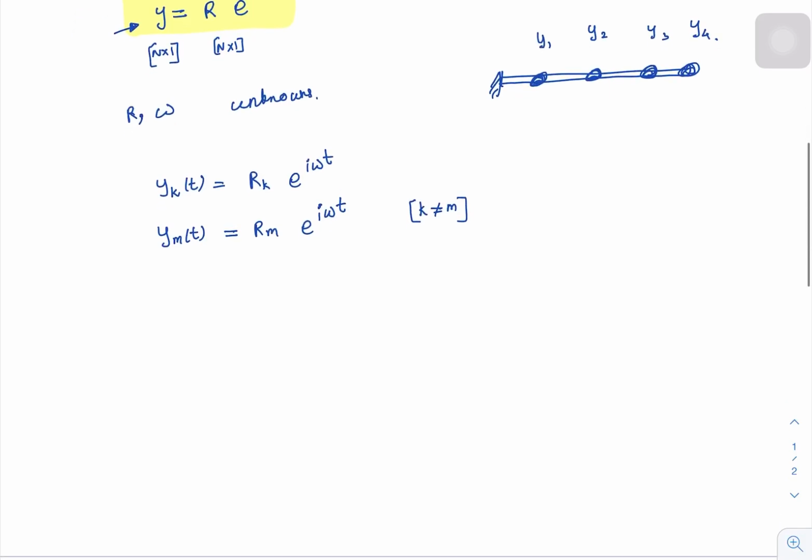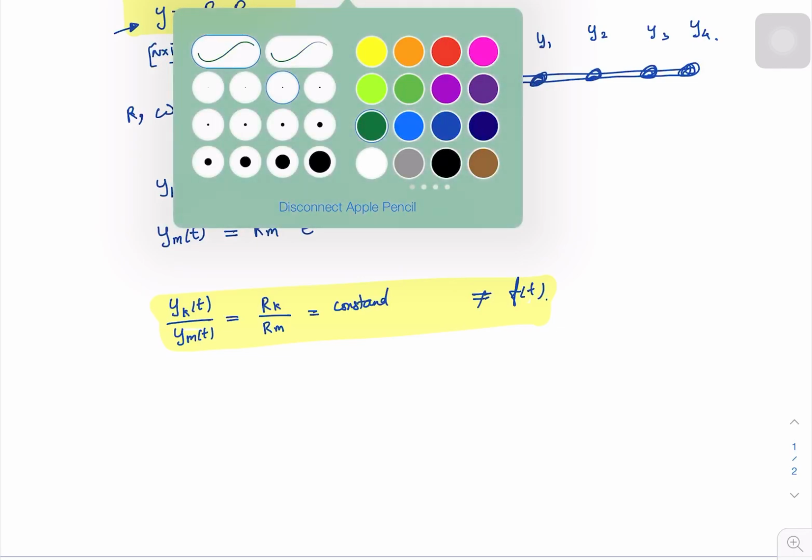Now I am taking the ratio of these two responses. So what I will get is r k over r m. This will be a constant, which means it is not a function of time, it is independent of time. This kind of motion is called synchronous motion.